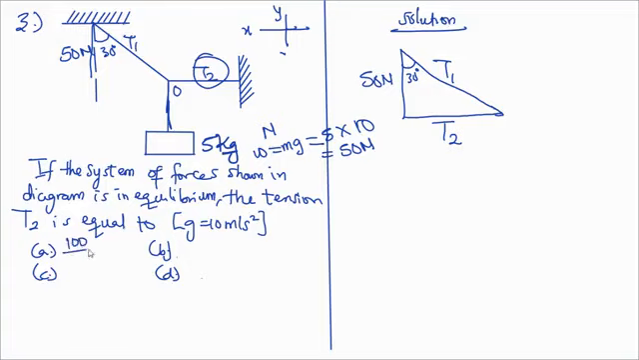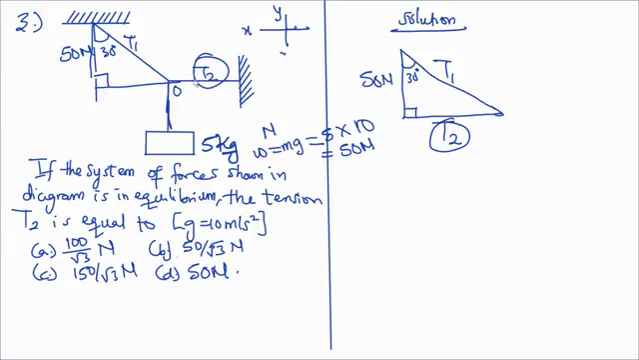What I wrote was 100 over root 3 Newton and 50 over root 3 Newton. And here also we have 50 Newton. So that's just it. Now, what are we doing? We are looking for our T2. Now, this is 90 degrees, two points that meet each other at a perfect place.